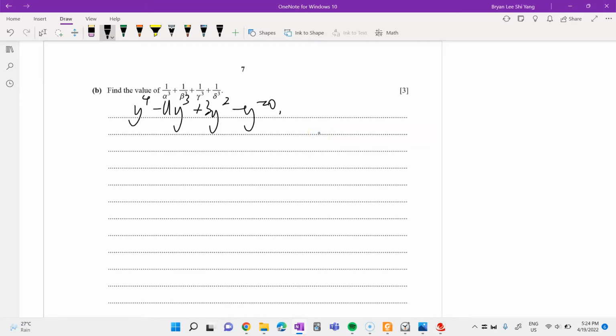What's this? I still have enough time in the exam for sure. It's just that for the time constraint that I gave myself, I definitely do not have enough time. Find the value of 1 over alpha cubed. It doesn't make sense, right?